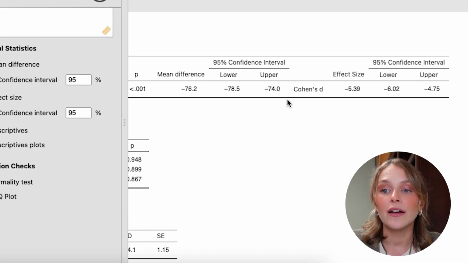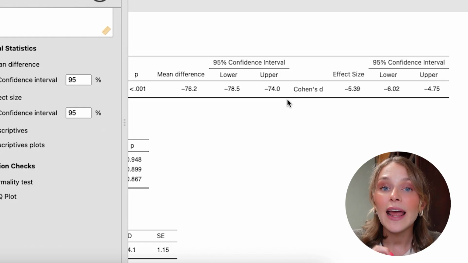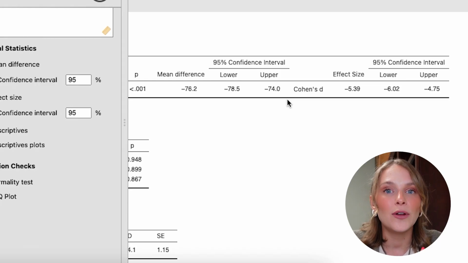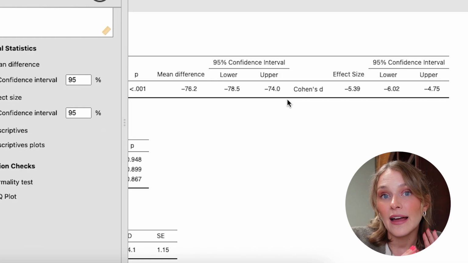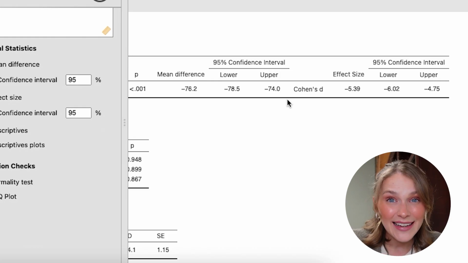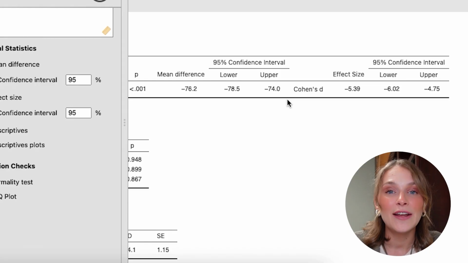So this means that there is around 5.39 standard deviation units between the sample mean and the population mean. That's quite a bit of standard deviation units. And I can help you understand that even more by letting you know that the rule of thumb is that an effect size is considered large at values of around 0.8 for Cohen's d. So this is 5.39, well above that 0.8 threshold to be considered a large effect size.